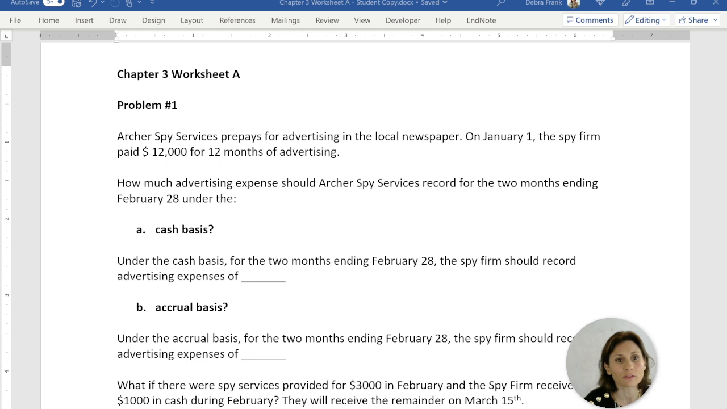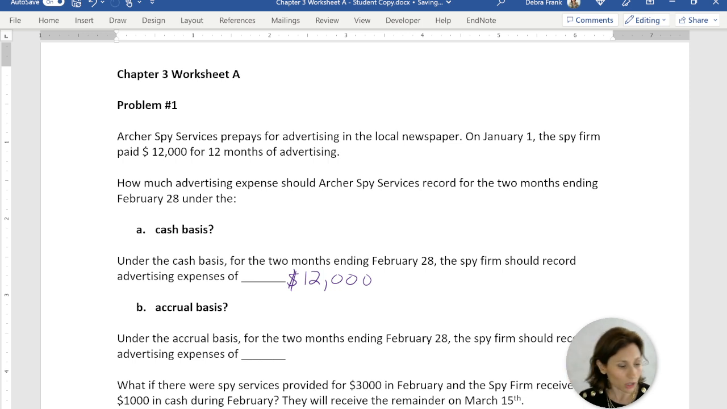We can see here Archer Spy Services prepays the advertising in a local newspaper. On January 1st, the spy firm paid $12,000 for 12 months, easy numbers. How much advertising expense should they record for the 2 months ending February 28th under cash basis? Under cash basis, the spy firm would record, well, how much cash actually went out. Remember, cash basis is based off of the cash we receive or the cash we paid out. And so we paid out 12,000. So under cash basis, the spy firm is going to record the full 12,000. Let's go ahead and write that down. We'll write it there. So we can see the full 12,000.